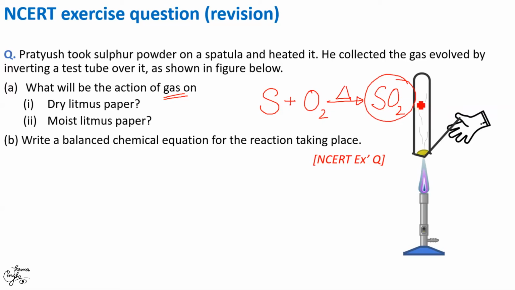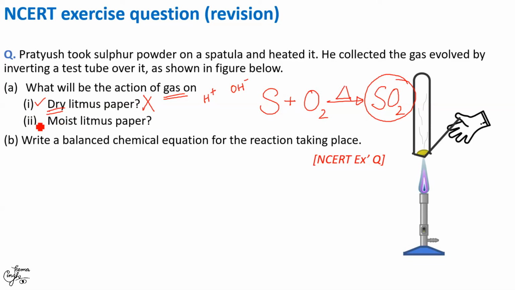Next, we need to find out what will be the effect of sulfur dioxide on dry litmus paper. Now, if you recall what we studied in chapter 2, acids, bases and salts, we've read that acids are going to furnish H positive ions and bases OH negative ions only in presence of water. This is a dry litmus paper. It has no moisture or no water, and therefore SO2 will show no effect on dry litmus paper, whether the litmus paper is red or blue.